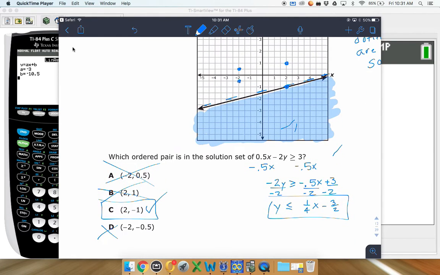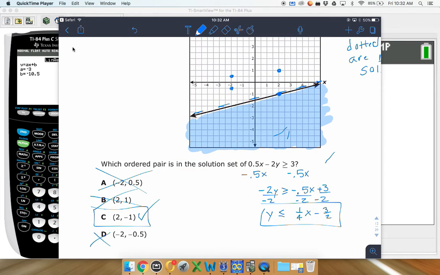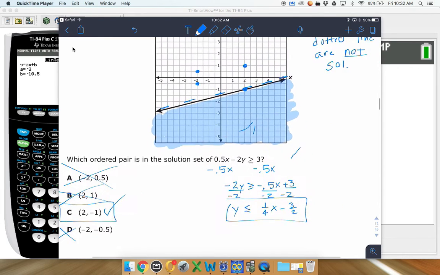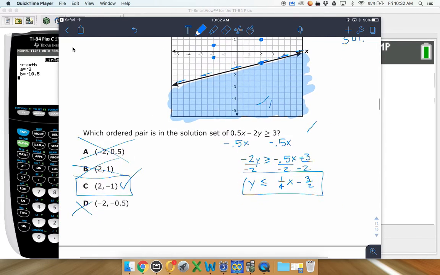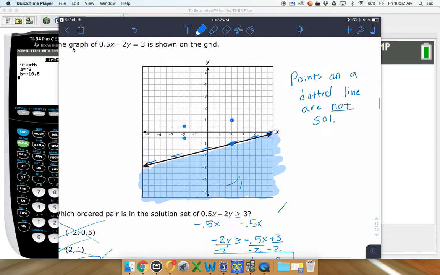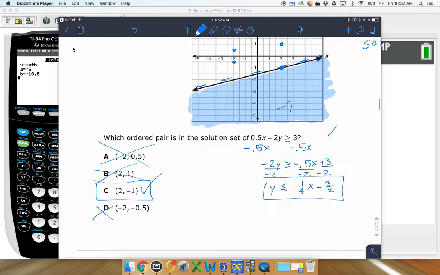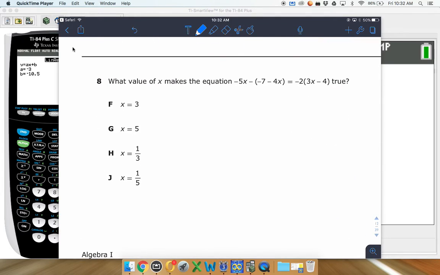Now, with this one, honestly, even if you did mess up the shading, you probably wouldn't have gotten that one wrong because that 2, -1 is on that line. So it's not even really that good of a question. They probably should have made it a little bit more interesting. But anyways, there you go. So key thing, one more thing: points on a dotted line are not solutions. So keep that in mind if that ever happens.